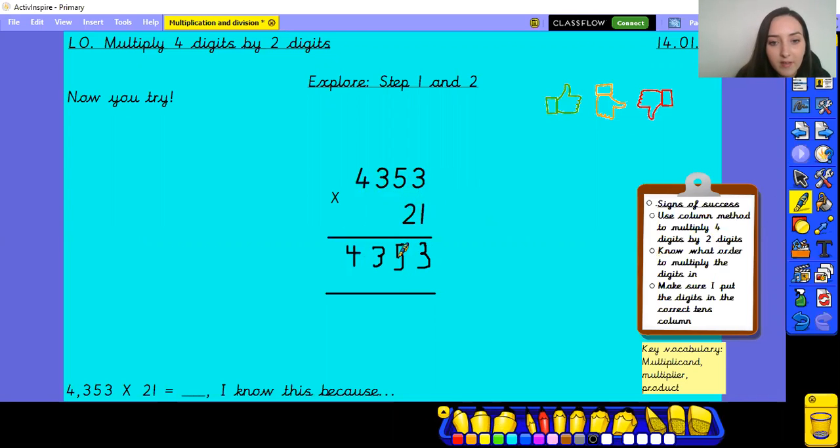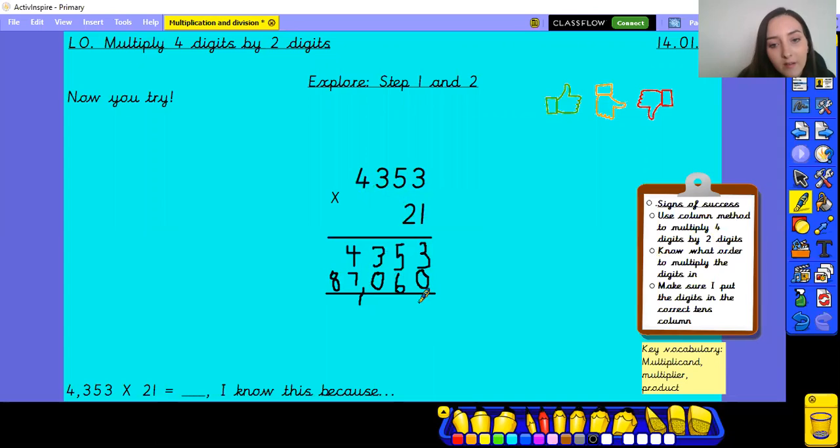Okay, and now onto our tens column. So 2 times 3 is 6. 2 times 5 is 10. So I'm going to put my 0 here, and my 1 underneath. 2 times 3 is 6, and add the 1, that becomes 7. And 2 times 4 is 8. And I'm going to put a 0 at the end to remind me that there's nothing there. So we have 4,353 and 87,060.